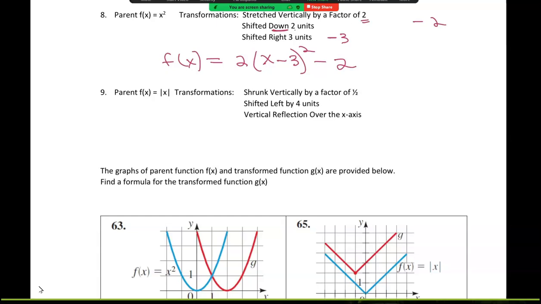Okay, next one. Look at the parent function, it says absolute value of x. Okay, shrunk vertically by a factor of 1/2. So 1/2 is in front of the whole thing. So if I start out with saying f of x equals, I'm going to have a 1/2 here. Left by 4 units. So that's going to be plus 4. Okay, so that means that cozy next to the x is going to be plus 4. Oh, and then a vertical reflection over the x-axis. Oh, that's kind of fun. That's your negative in front of all of it. Okay? Next one.